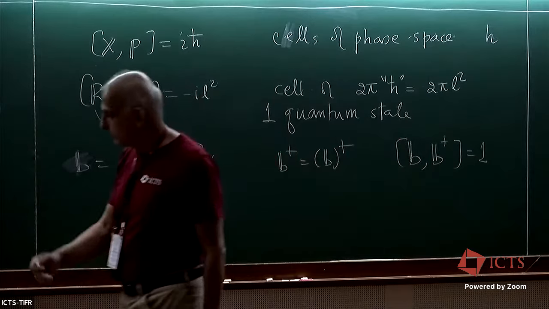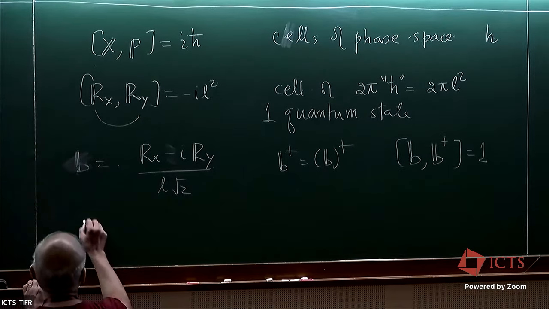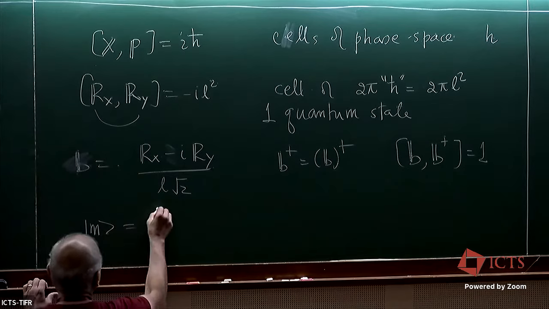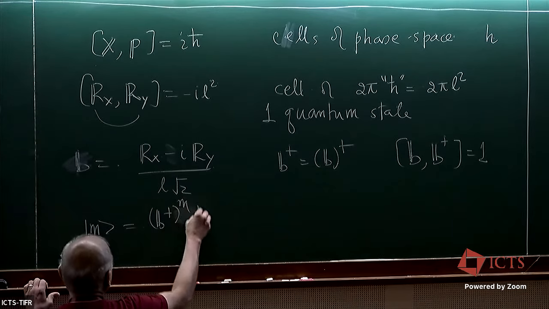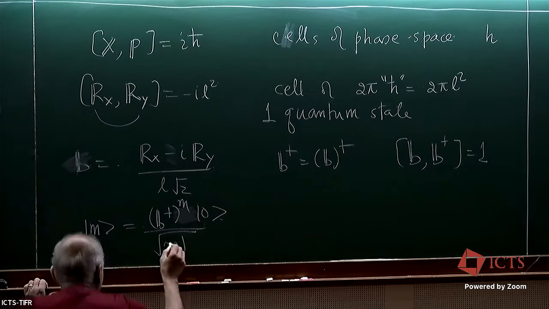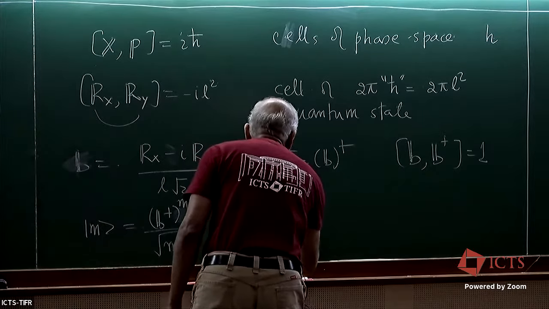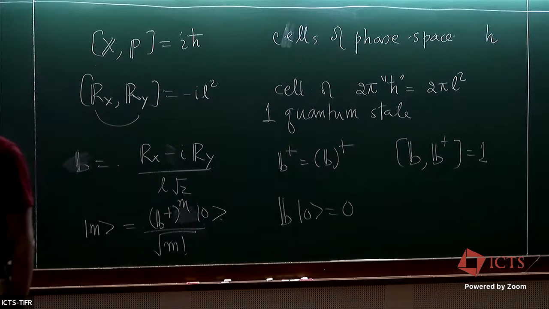And once you have a set of ladder operators like this, you can construct all the harmonic oscillator states. But these states are now lying inside the Landau level. So what are these states? These states I will call M. They are defined as B dagger to the power M acting on the lowest level, over the square root of M factorial. How is the lowest level defined? It is defined as being annihilated by the destruction operator.